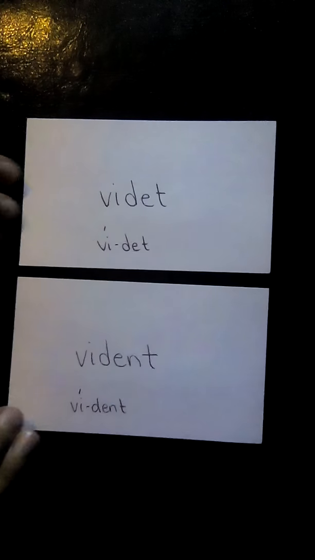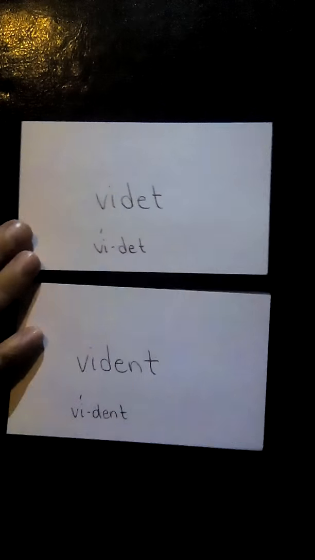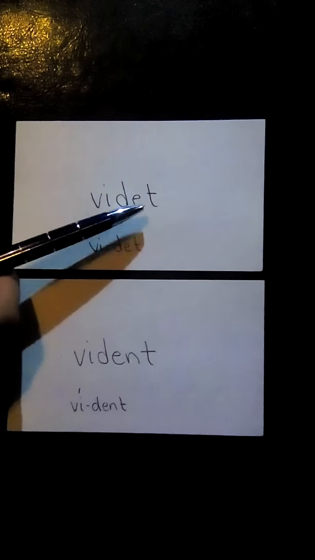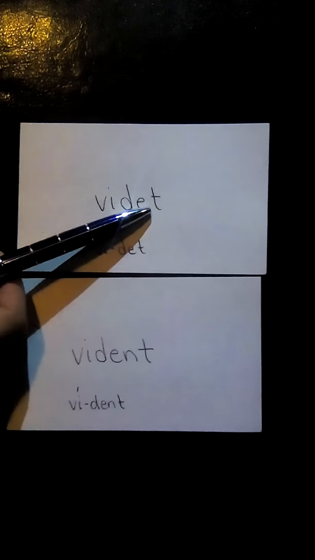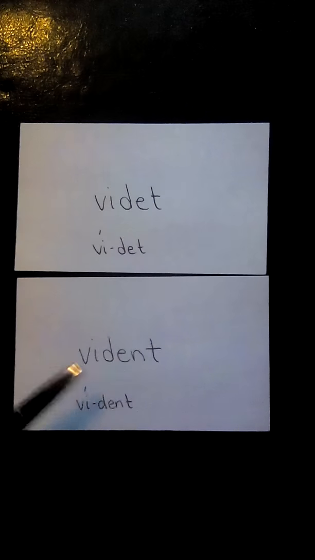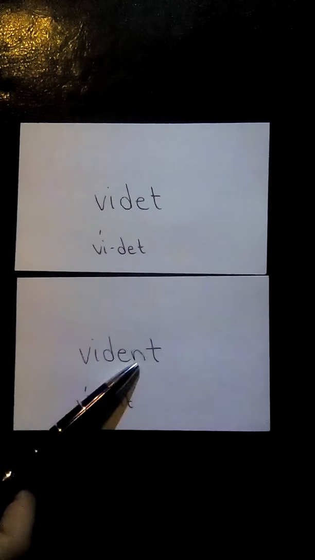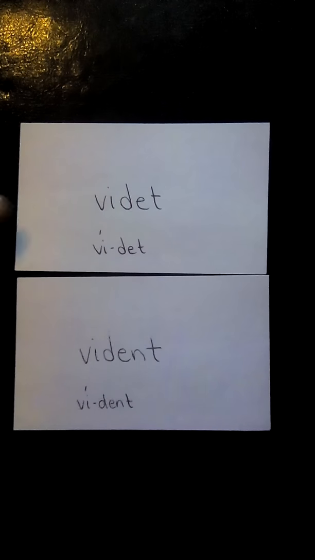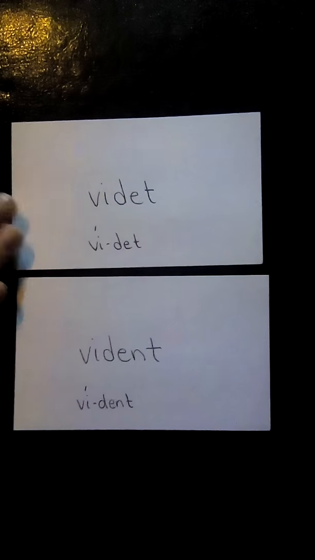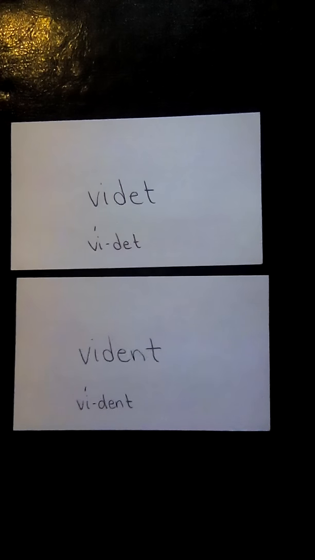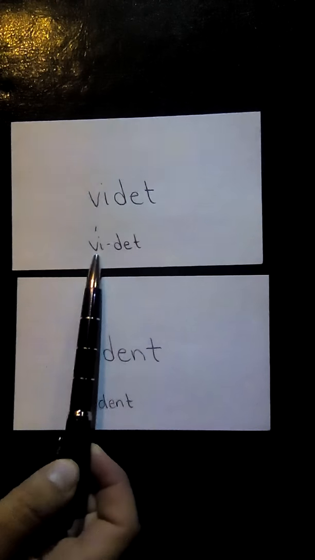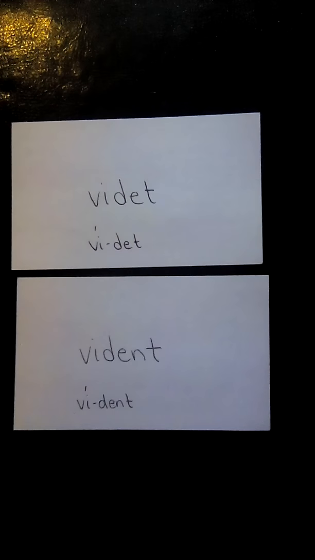Our next two words are videt and vident. So we have videt ending in the single T for the he, she, it, and vident ending in the NT for the they. We've broken them into their syllables, having two syllables and the accent on the first. We put our emphasis on the vi, so videt and vident.